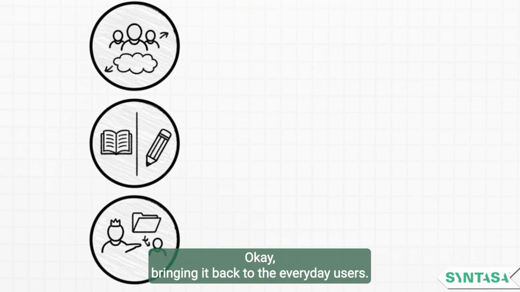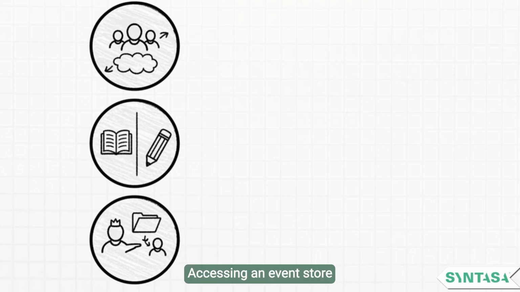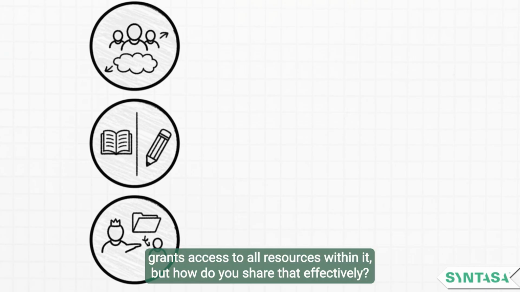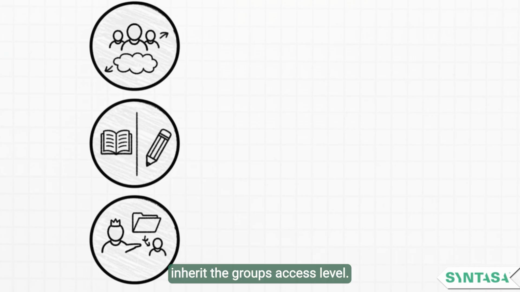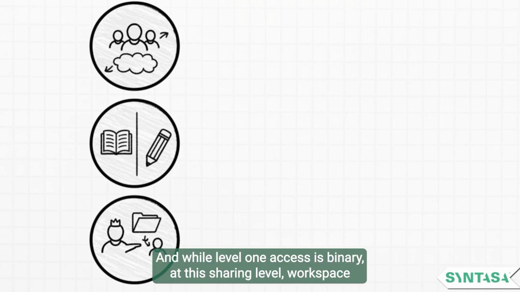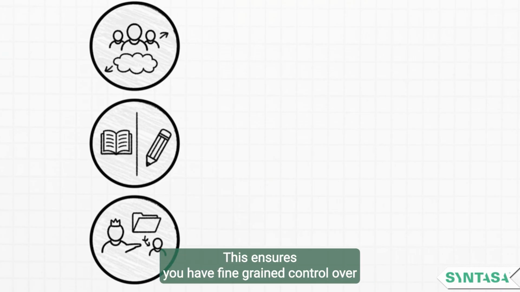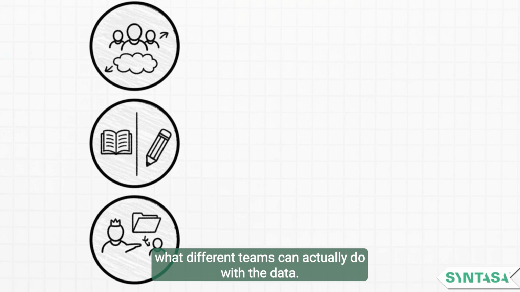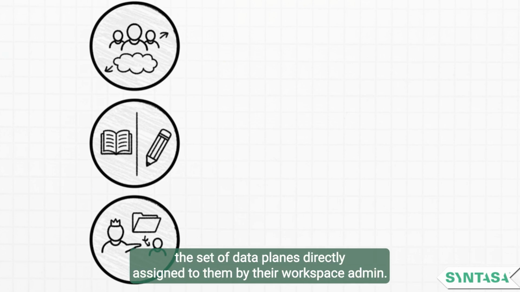Okay, bringing it back to the everyday users, what are the actual sharing mechanics here? Accessing an event store grants access to all resources within it, but how do you share that effectively? Well, data planes are shared with groups, so all members automatically inherit the group's access level. And while level 1 access is binary at this sharing level, workspace administrators can actually configure read and write permissions separately. This ensures you have fine-grained control over what different teams can actually do with the data. Ultimately, a user's effective permissions are simply the set of data planes directly assigned to them by their workspace admin.